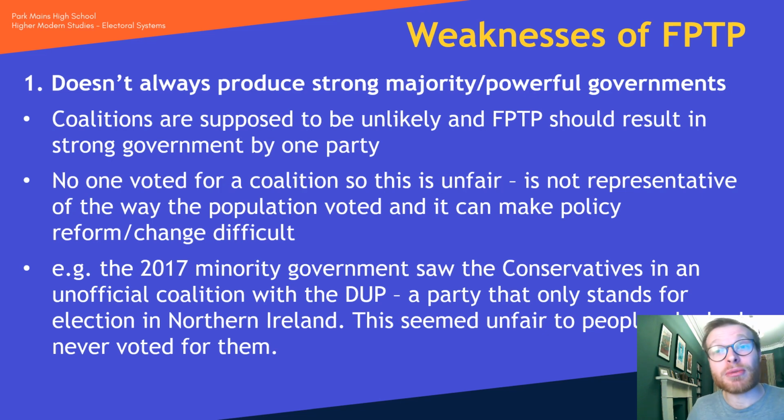In 2017, we had a slightly different situation because there wasn't a coalition, but there was a kind of unofficial coalition with the Democratic Unionist Party from Northern Ireland, the DUP. The Conservatives used MPs from the DUP to make sure they could get their votes through Parliament, and that seemed unfair to a lot of people because nobody outside of Northern Ireland could ever vote for the DUP. So that's weakness number one.